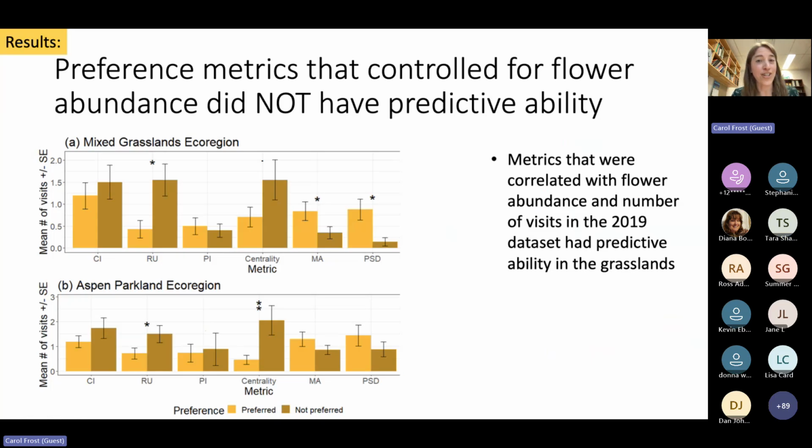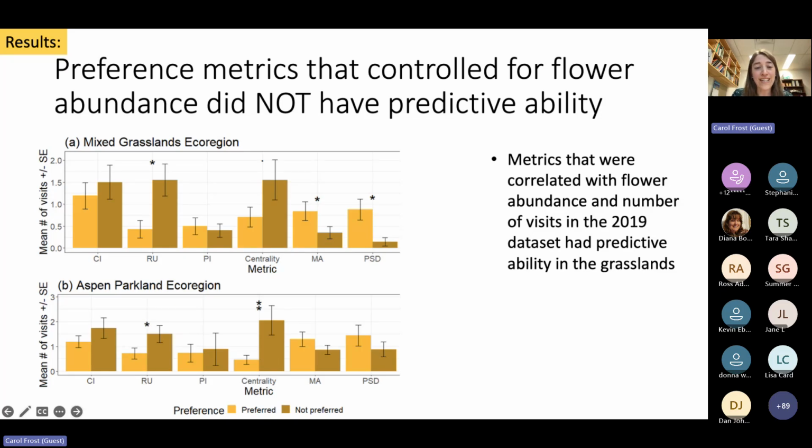Now, how did the preference metrics do? We found that the preference metrics that controlled for flower abundance did not have predictive ability. What these figures are, we'll start with mixed grasslands, which is this first panel. We've got mean number of visits on the y-axis, and each preference metric on the x-axis, and yellow is preferred, meaning the metric said that flower species should be preferred, and brown means the metric said that flower species should not be preferred.